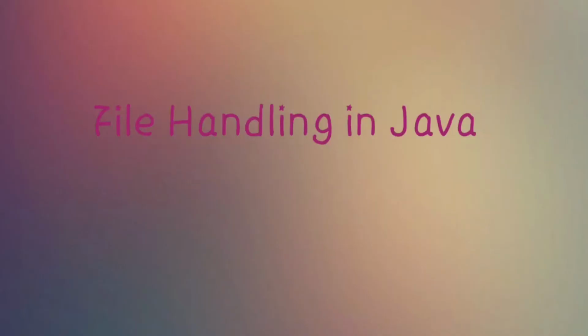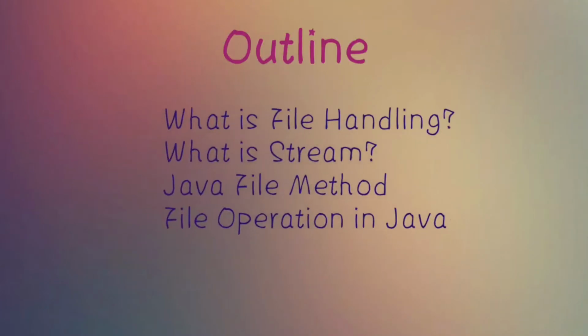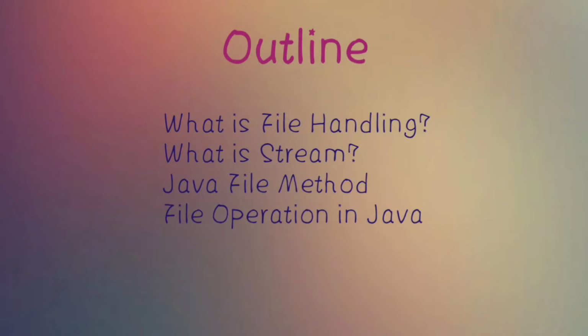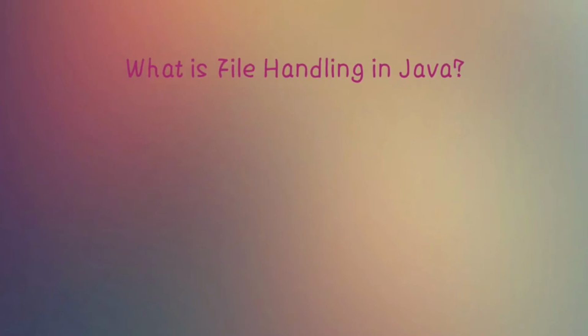Good day everyone. For the next topic, I'm tackling file handling in Java. Our outline for this topic is: first, what is file handling in Java? Second, what is a stream? Third, the Java file methods that are necessary to perform basic operations on a file. And lastly, the file operations on creating a file, getting file information, reading from a file, and many more. So now, let's start to explore file handling in Java from the question of what is file handling in Java.